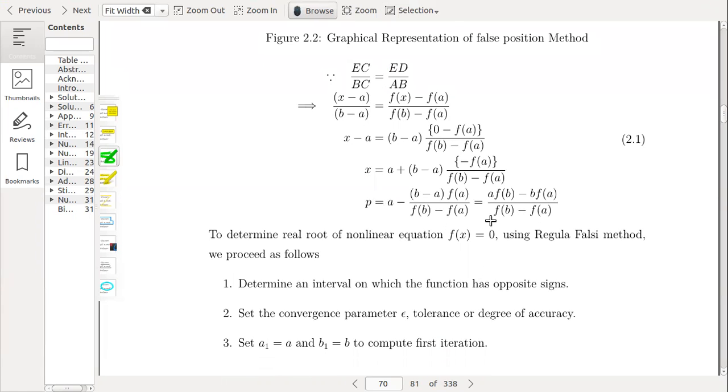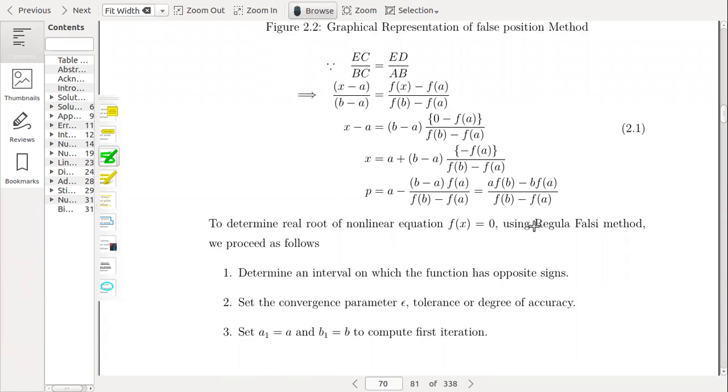So to remember the formula, just remember the denominator. So denominator is f of b minus f of a, and write the denominator again in the numerator, and then multiply f of b with a and f of a with b. You will get the formula, and this trick will help you to remember the formula.